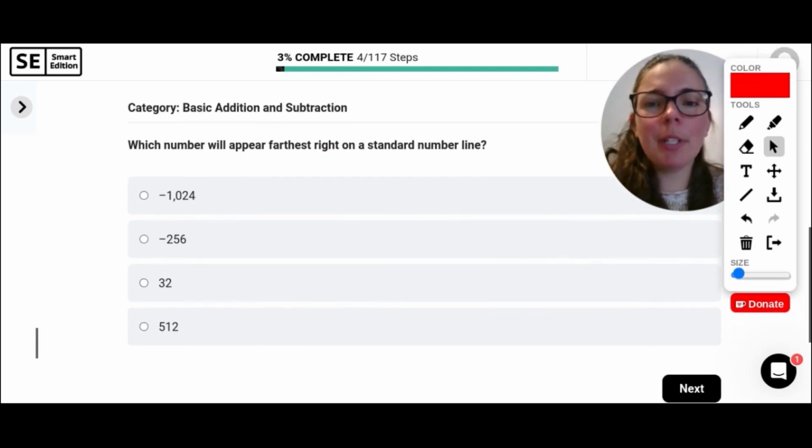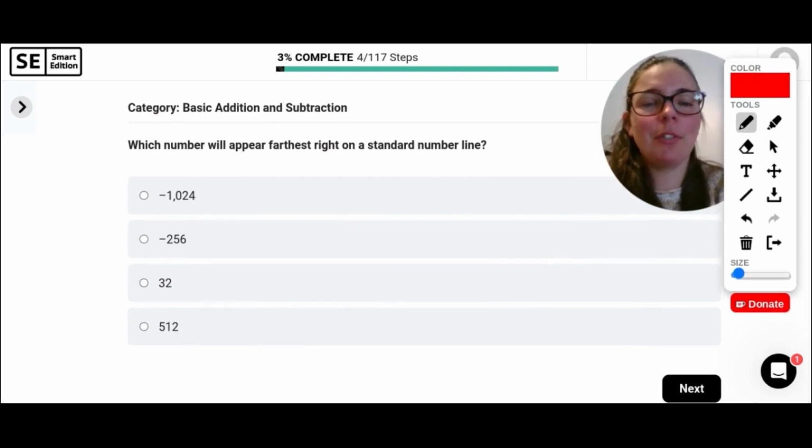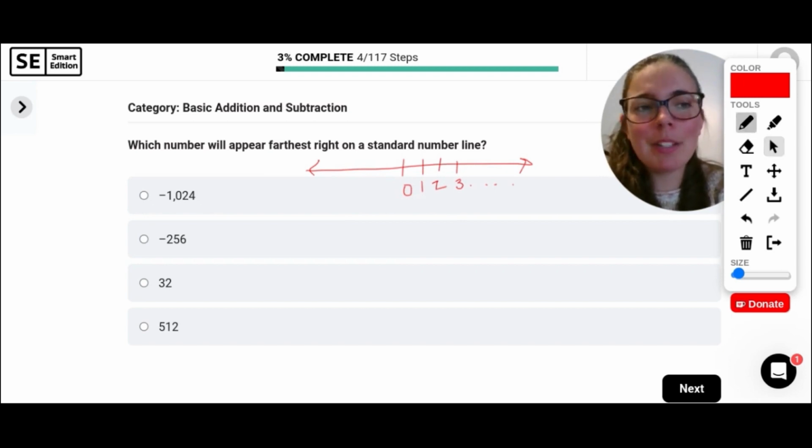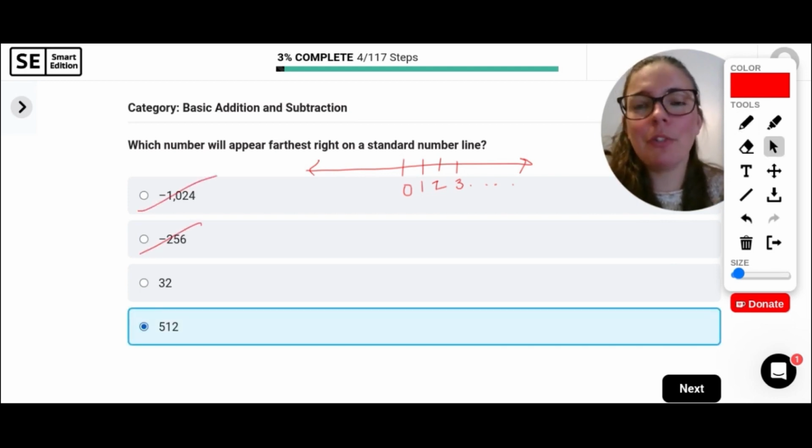All right, which number will appear farthest right on a standard number line? So thinking about what a number line looks like, say we have 0 in the middle. Numbers to the right are positive. So the farthest right will be the highest, the largest positive number. And the only positives here are 32 and 512. So the largest one is 512. That one would be farthest to the right.